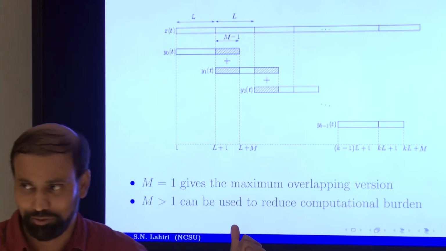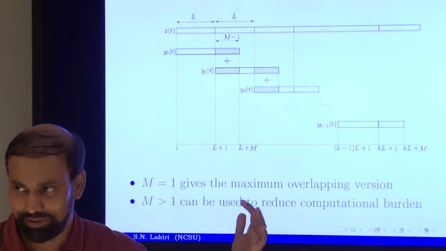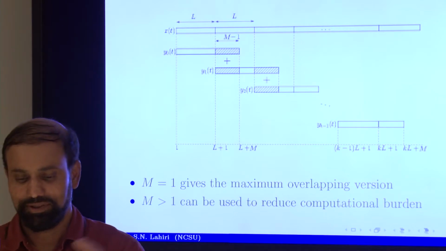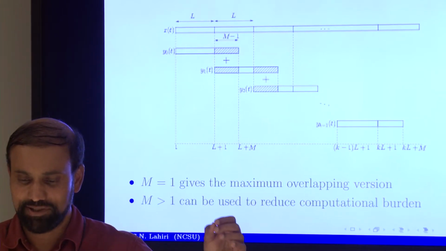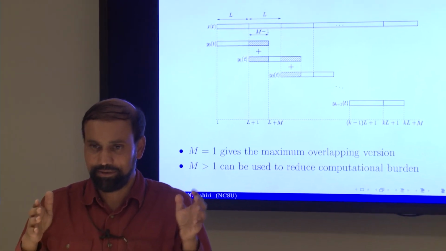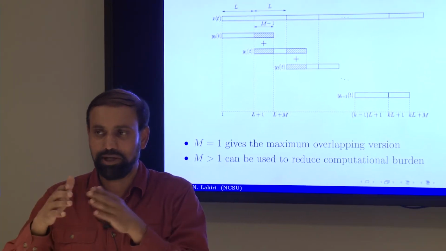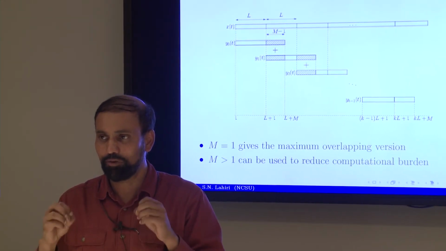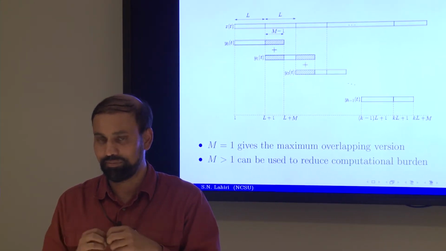Can you read those letters, L, M, etc.? Not very clearly. So the simplest version would be you have the series x1 through xn. You pick a block size L. Then you look at the disjoint chunks 1 through L, L plus 1 to 2L, and so on. That is the non-overlapping block bootstrap.